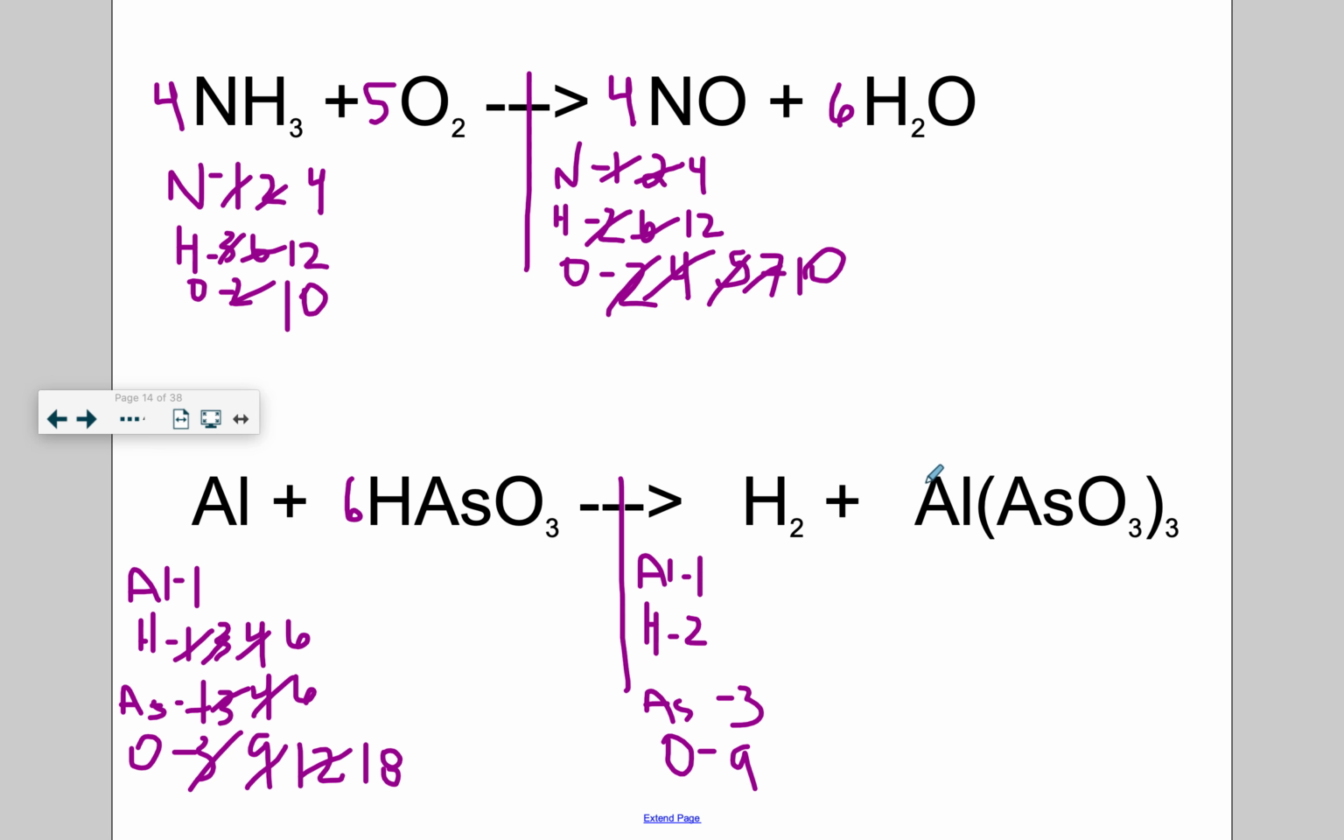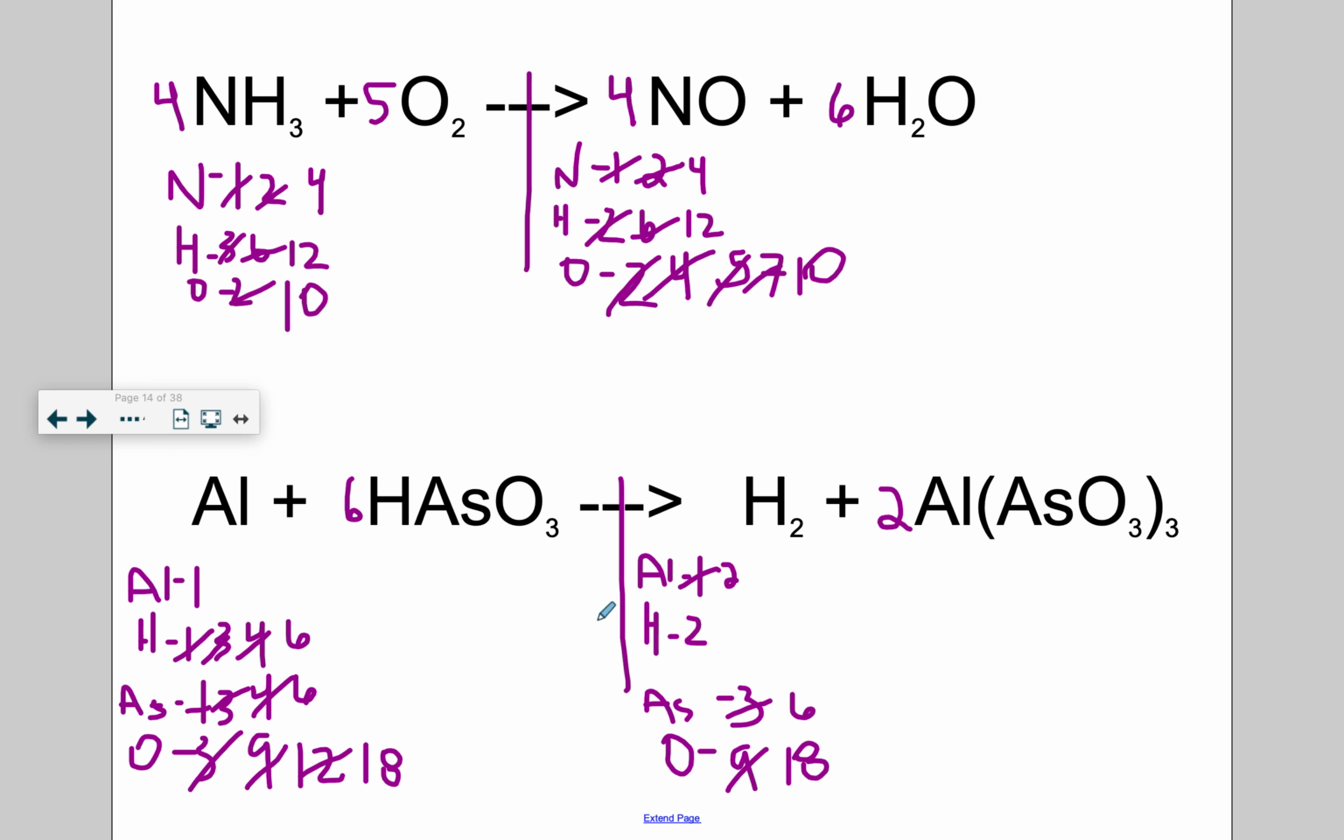So if I go back over here, I gotta get to 6 for my ASs. I already have 3 ASs. So 3 times what can get me to 6? Let's try 2, right? So now I have 2 aluminums. There's 3 here. 3 times 2 is 6. 3 times 3 is 9, times 2 is 18. Hey, this is looking promising.